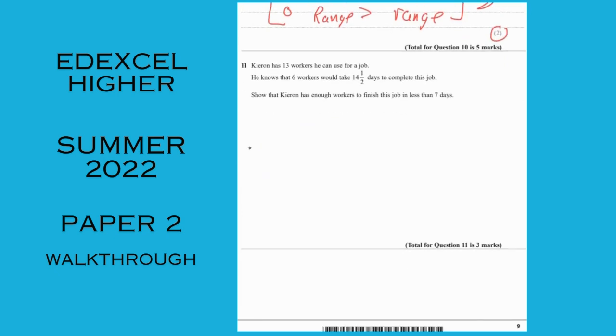So Kieran's got 6 workers, can do the job in 14.5 days. That will give us the total number of days required, which is 87. But we're going to divide it by 7. All right, show that Kieran has enough workers. Well, it turns out to be 6.69-ish, which, as we can definitely see, is less than 7.